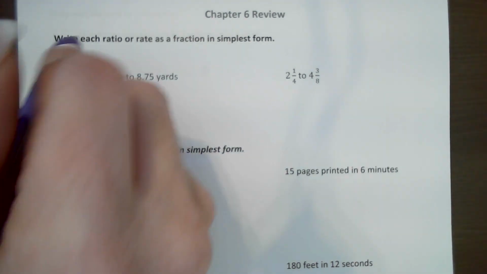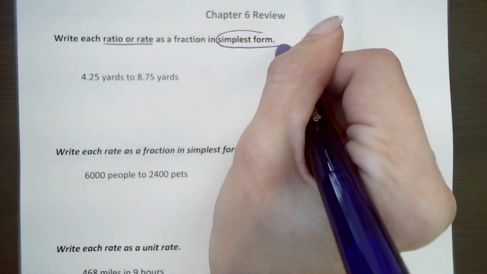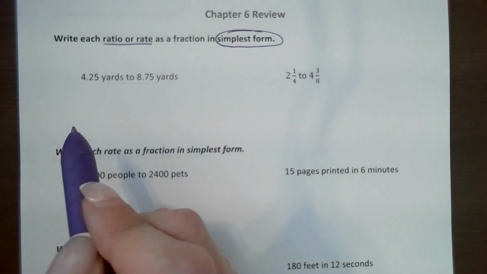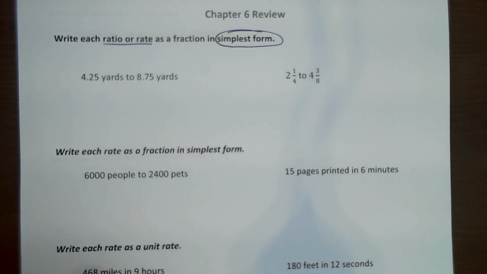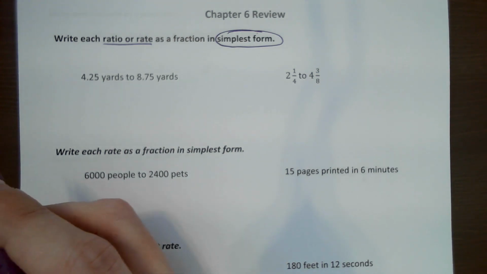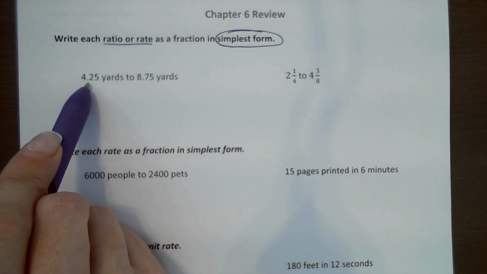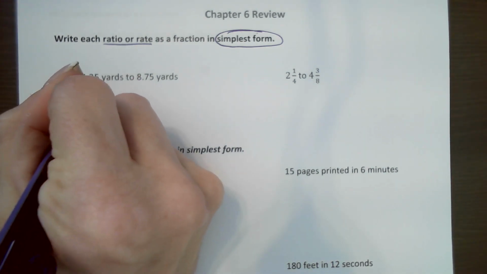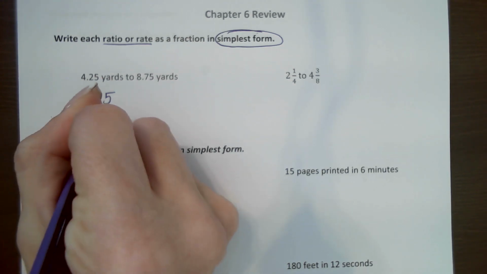The first question is asking us to write each ratio or rate as a fraction. And I want to point out the important piece of this is that it's asking for it in simplest form. Now, when I'm writing my rate or unit rate as a fraction, we cannot have any decimals or fractions within the final rate. So here's how we're going to approach this. For our first one, our ratio is 4.25 yards to 8.75 yards. So we start with the first measurement on the top and the second one on the bottom.